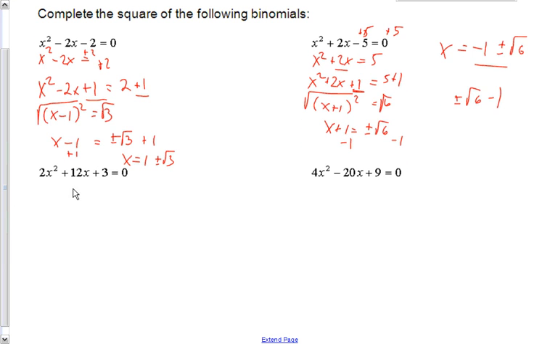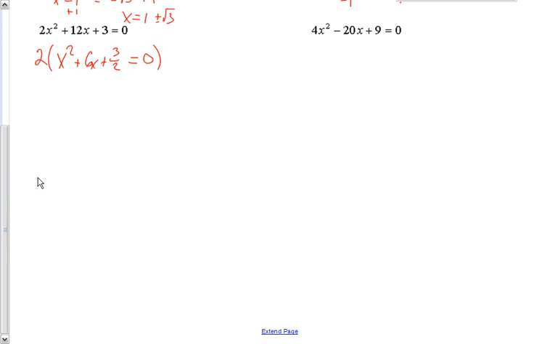If I have numbers in front, it makes it a little harder. So if we take a look at this one, we have to take the 2 out of it. If we factor a 2 out, it's just x squared plus 6x plus 3 halves. You divide it all by 2, and then it equals 0. If we do this, all we have to do is pretend this 2 doesn't exist. We're just going to look at this piece right here. So we now carry the 2 along.